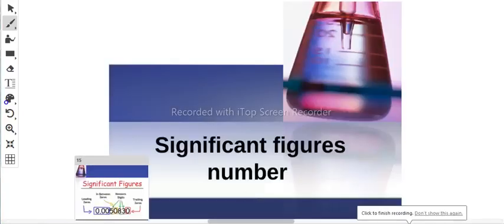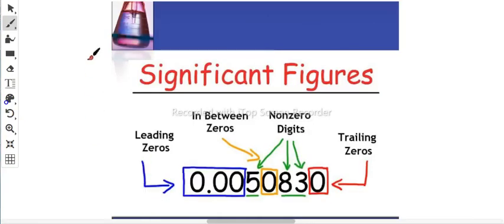We will now have more information about significant figures. If you look at this small slide, you're going to find that we have 4 different important zeros. We need to be familiar with the different types of zeros in order to know which one is counted and which one is not. The first type of zero is called the leading zero. The leading zero is presented to the left side of your number.